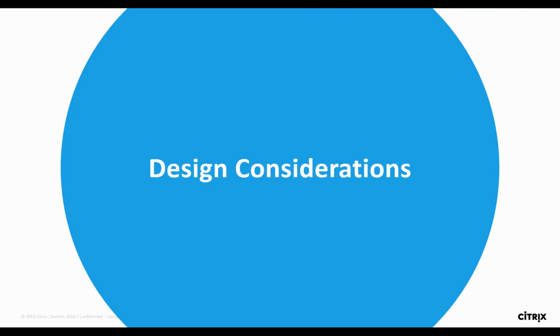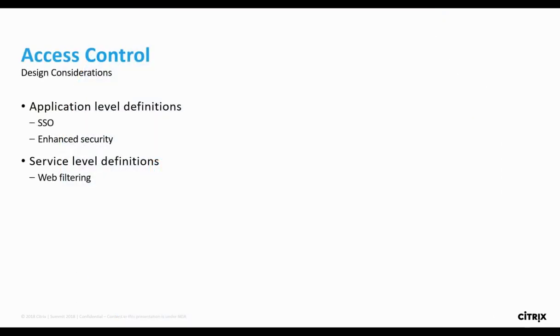All right, when it comes to the web filtering, there are some design considerations we need to think about. Or actually, now it's beyond web filtering too. It's more or less access control. So there are application level definitions as well as service level definitions. Service level is the entire access control. Application level definitions are specific to the SaaS or web application. So the single sign-on configuration is specific to that SaaS or web app, of course.